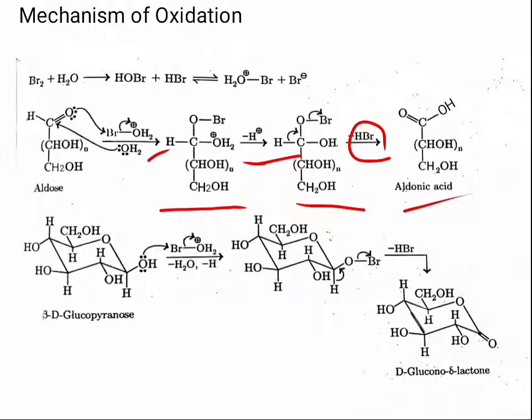Similarly, just look at the beta-D-glucopyranose, the chair form. This oxygen will attack this bromine, which comes from this HOBr, and then this hydrogen will leave as HBr, and then you will get D-glucono-delta-lactone.